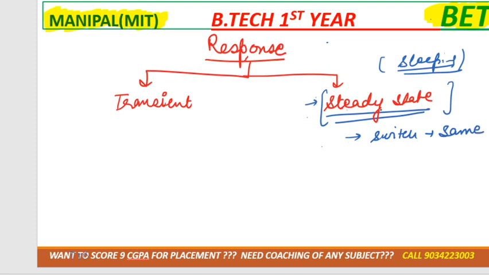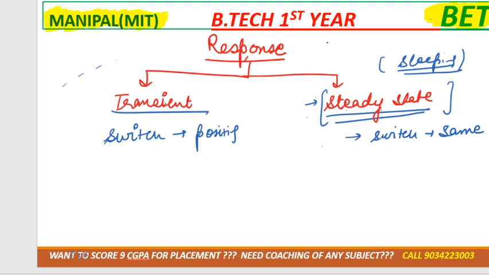Steady state. Okay, but if the switch position changes, like suppose if you are moving, your position keeps on changing, right? So if the switch position is changing, then that condition is known as transient condition.